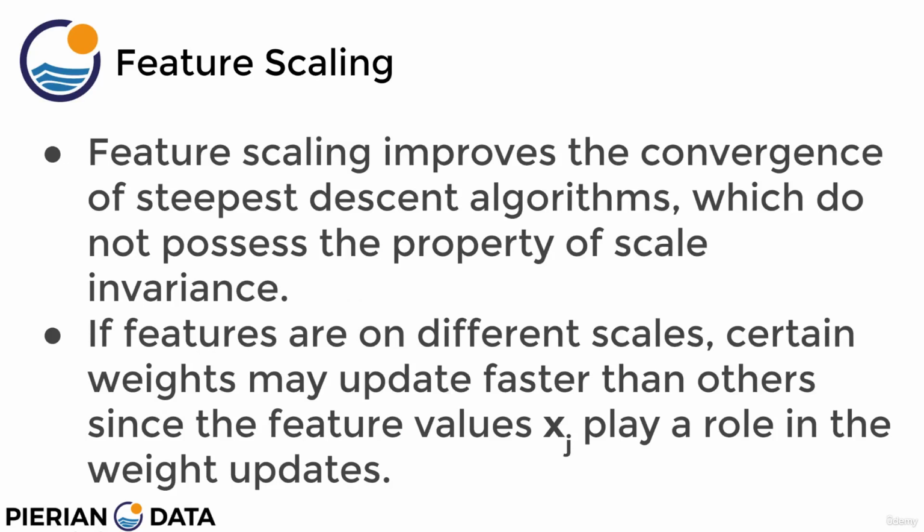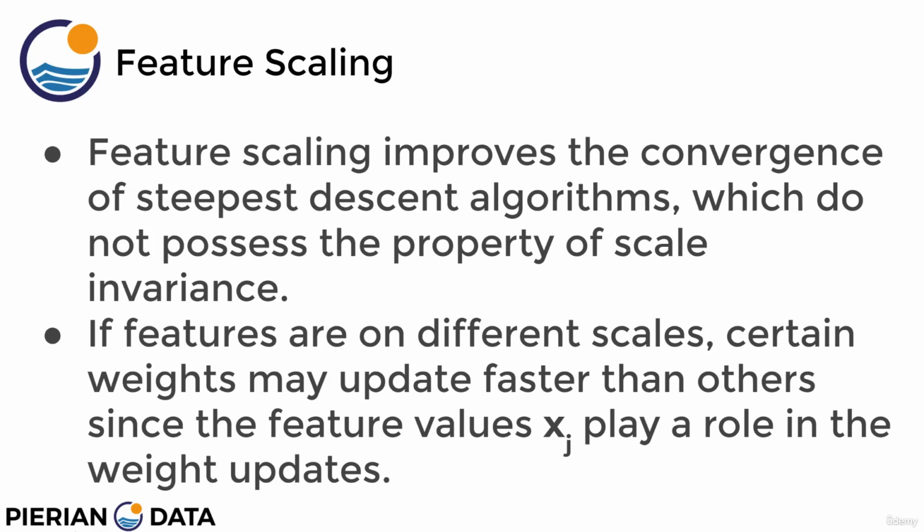The most important benefit is that feature scaling improves the convergence of the steepest descent algorithms. And what we mean by that are algorithms like gradient descent in trying to minimize the loss function. Those gradient descent algorithms do not possess the property of scale invariance. So what we mean by that is that if you have features that are on different scales and you're trying to use something like gradient descent to figure out the optimal coefficients, certain weights for those coefficients may update faster than others, since the feature values, xj, play a role in those coefficient or weight updates.